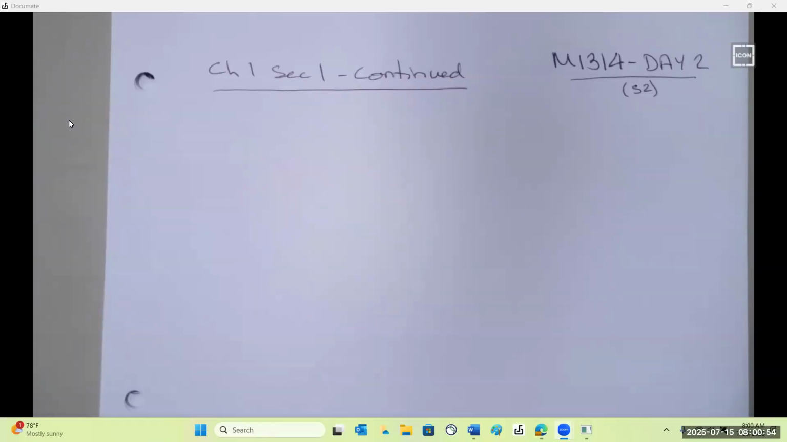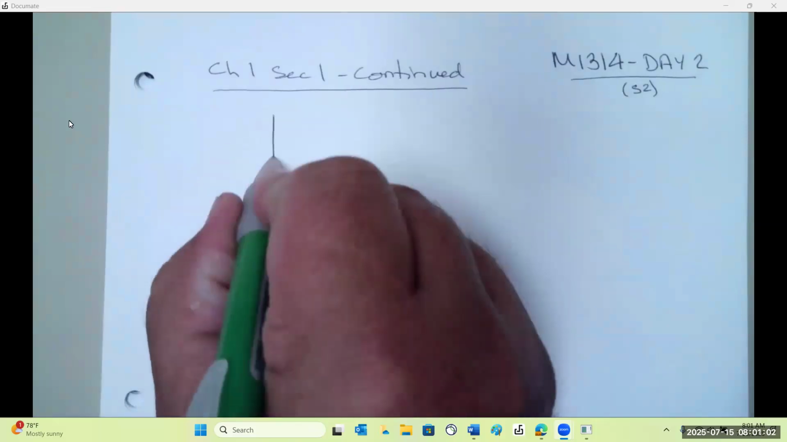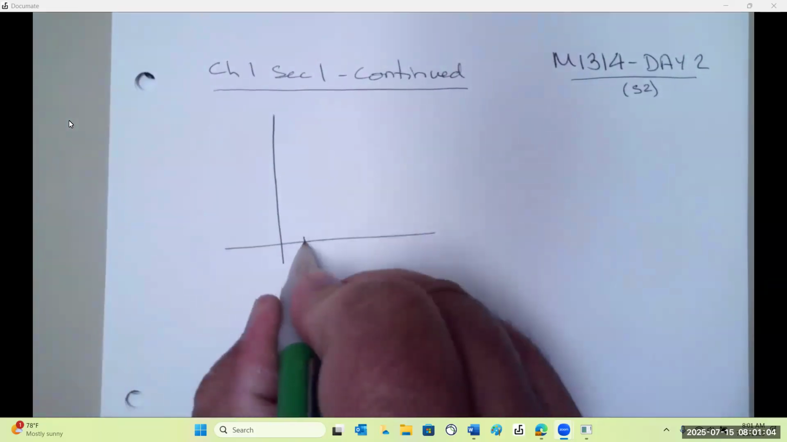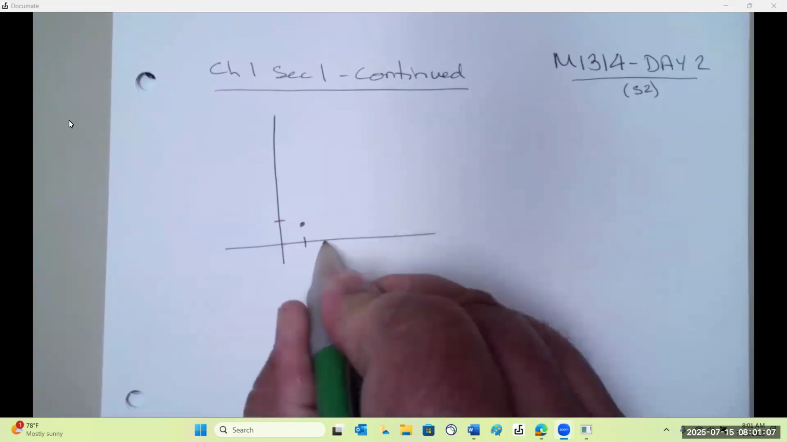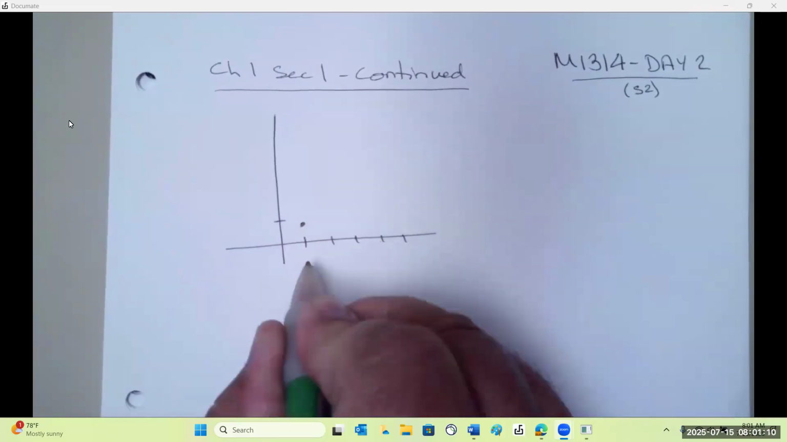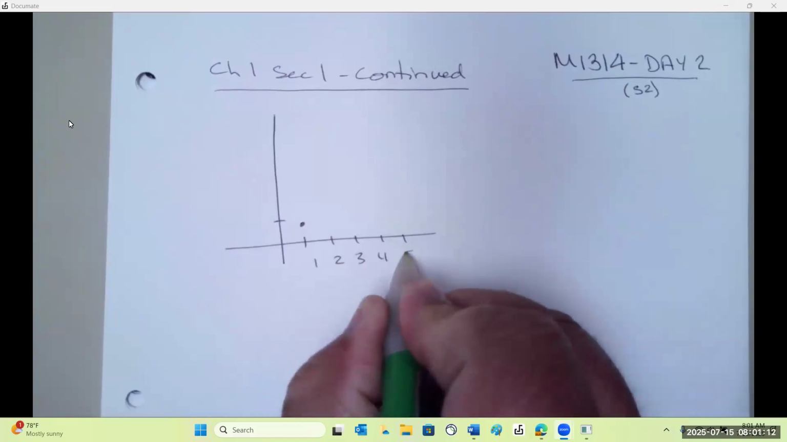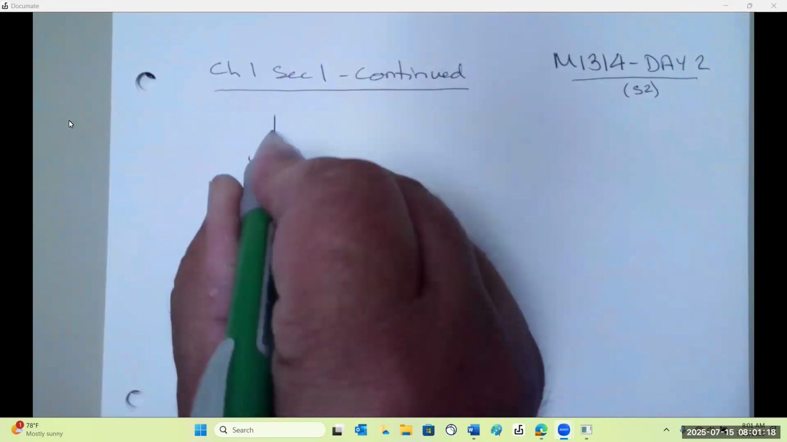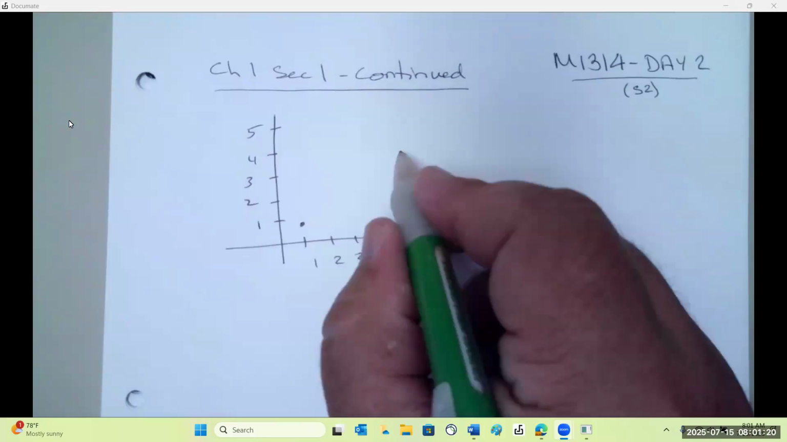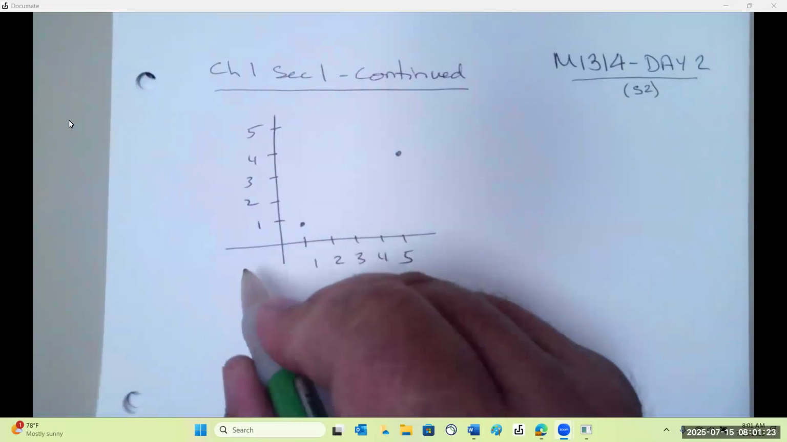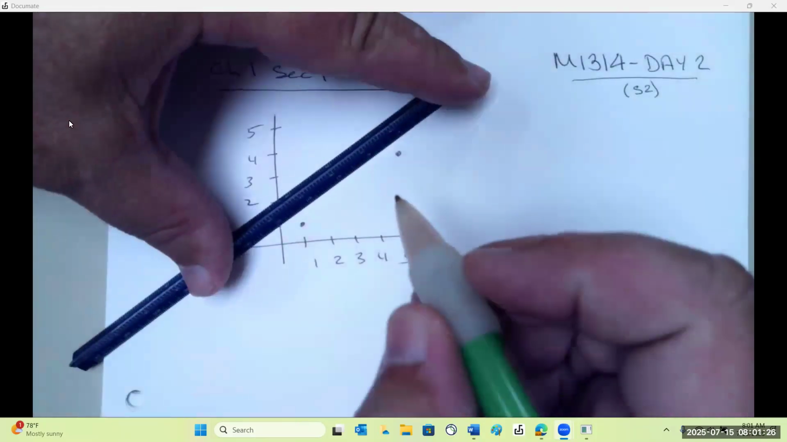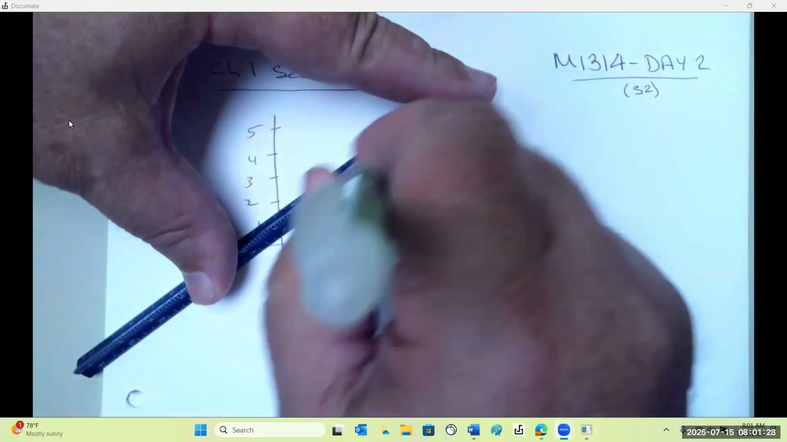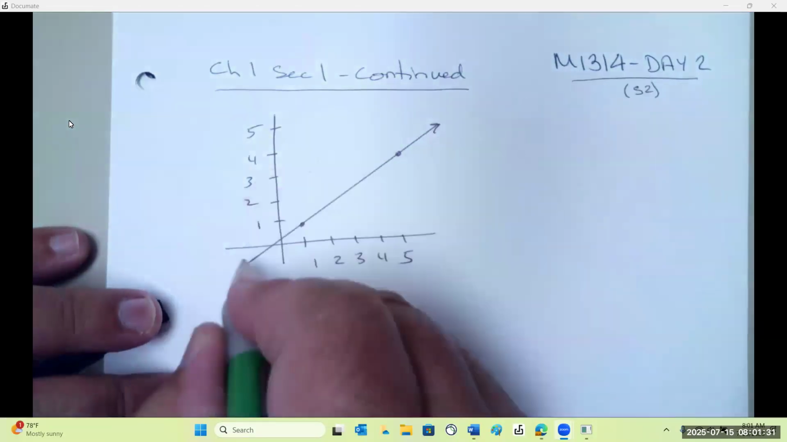We're going to finish up the first section. The first section dealt with introduction to graphing. We first started off with a graph. And we had 2 points. Once you have 2 points, you can connect them, and that creates a line that goes on forever both ways.